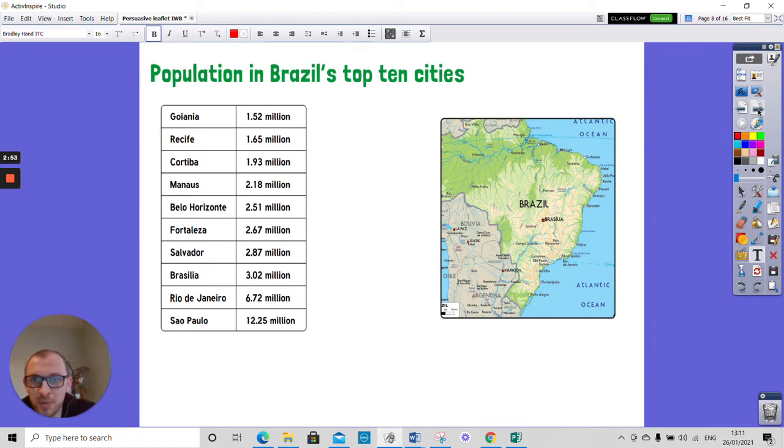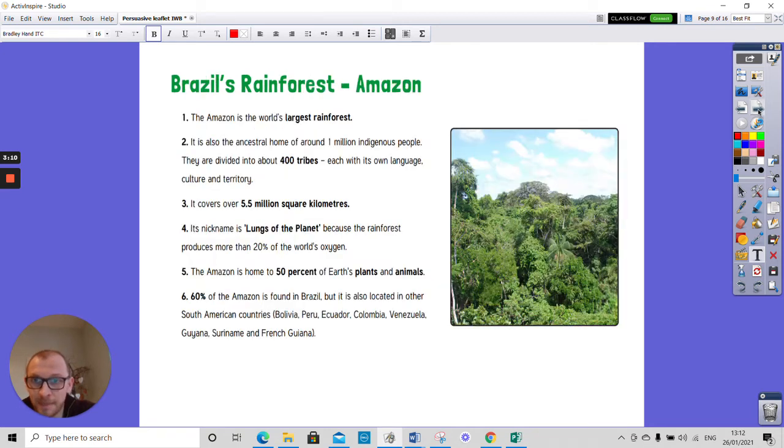This just shows the population of different cities in Brazil. Obviously Brasilia has 2 cities that have a larger population, and it's sometimes forgotten about as being the capital. A lot of people think it's Rio de Janeiro, but it's actually Brasilia.